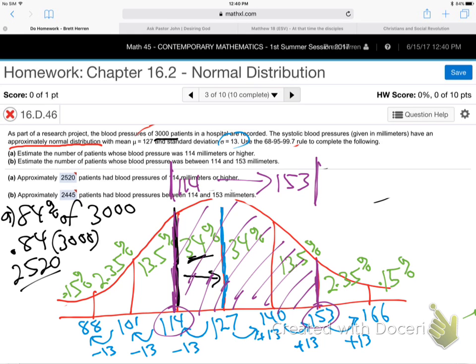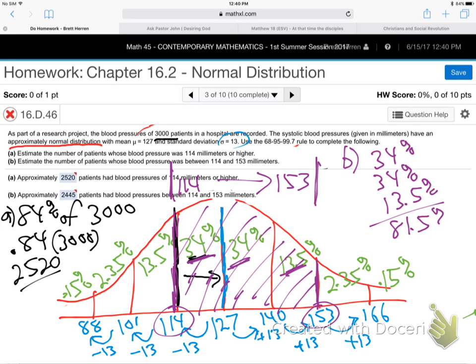So then just add up those percentages. Just add those up. So 34%, 34%, and 13.5. So part B would be 34%, 34%, and 13.5. 68, 78... is it 81.5%? I think so, right, 81.5%.